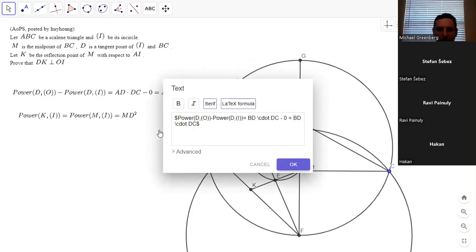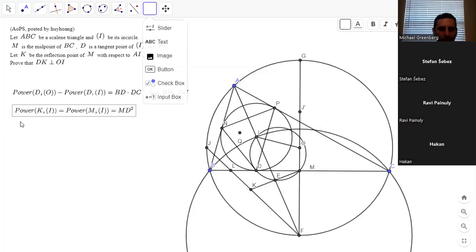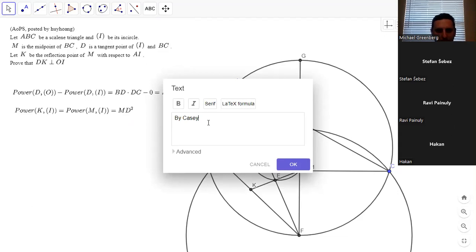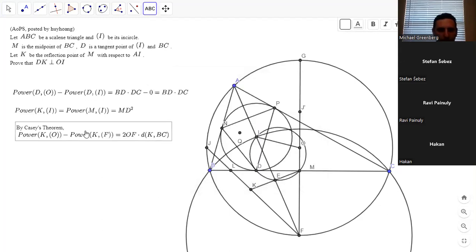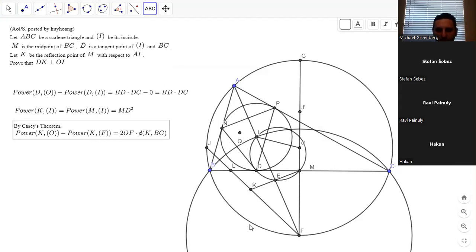And then for O, we have by Casey's theorem the power of K with respect to O minus the power of K with respect to F. So here's where I'm going to use circle F. That's twice the distance between the centers. So that's twice OF, which is the radius, times the distance from K to BC. Okay. And the power of K with respect to F is KF squared minus BF squared.